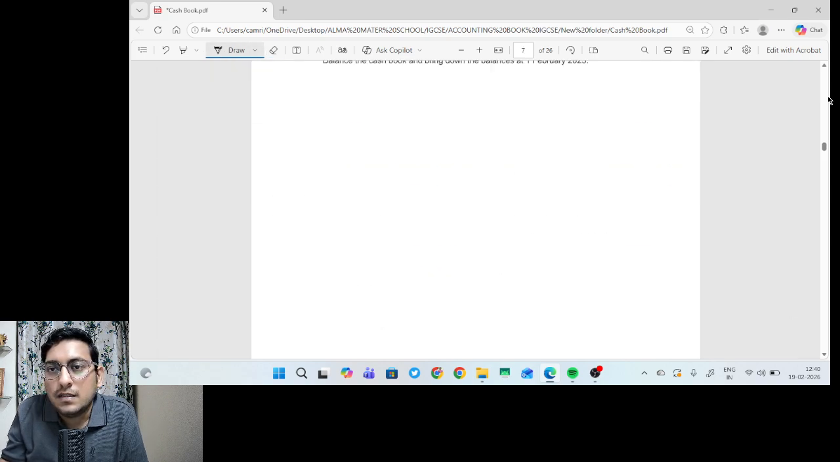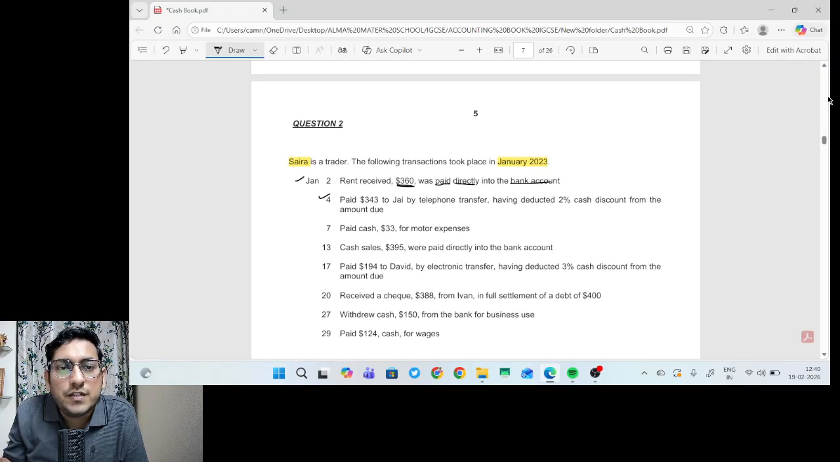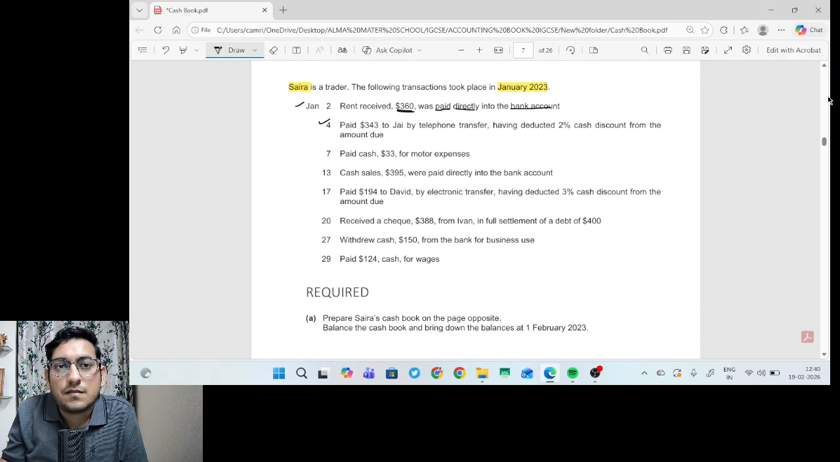Okay. Next, January 4: paid $343 to Jay by telephone transfer. What is telephone transfer? Telephone transfer also indicates payment through bank, right? So telephone transfer also means payment through bank, but this value is the paid value, having deducted 2% cash discount from the amount due. So can I say this is the paid value, that is, after discount, right?